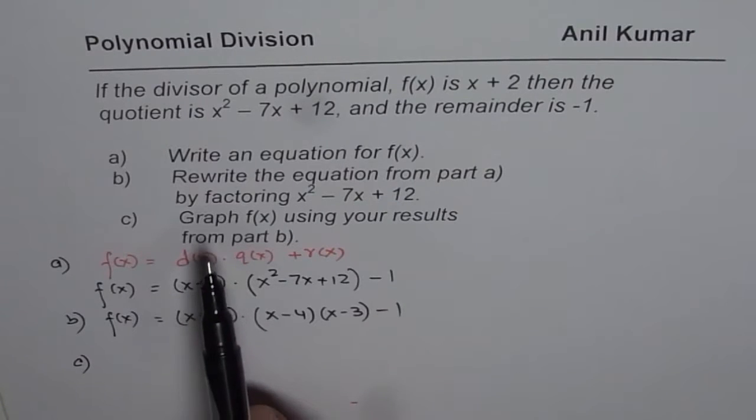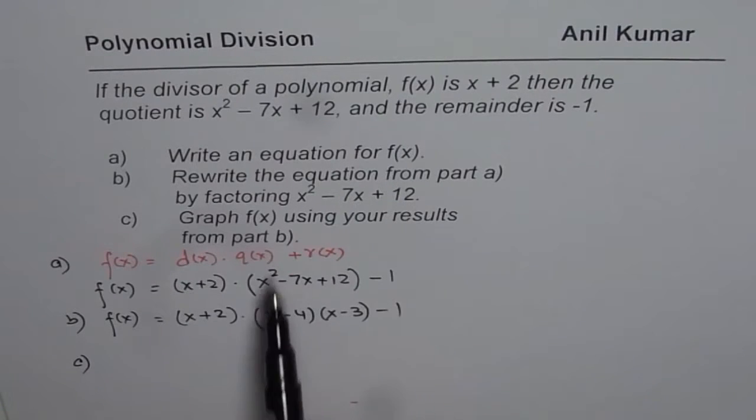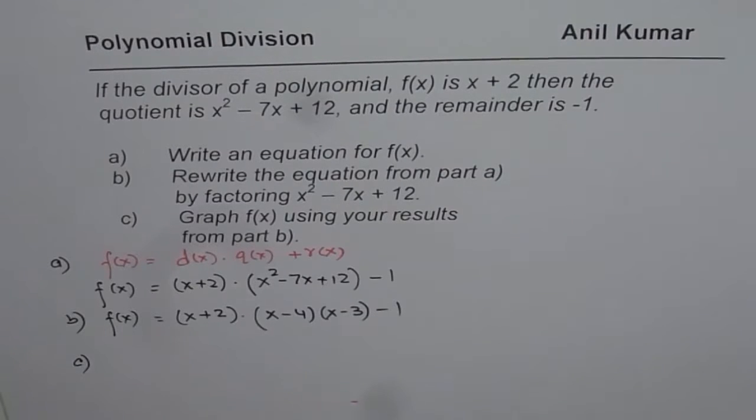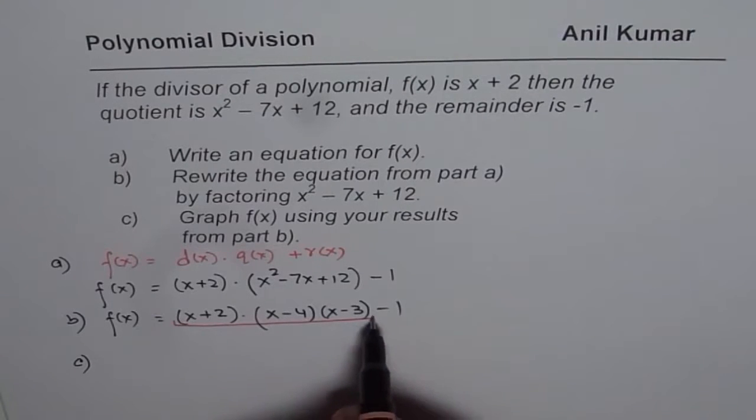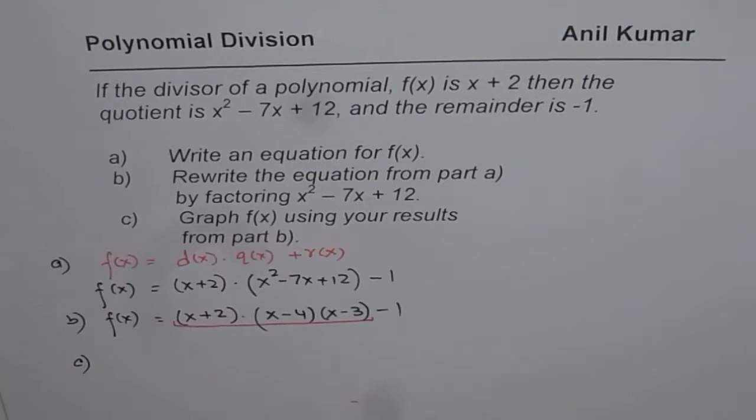Now let's do part C. It says graph f of x using your result from part B. So we have to use this result and then graph the function. Now sometimes students find it very difficult since they make a mistake, and that is they expand this part combined with minus 1 and then try to factor. Well, that is extremely difficult.